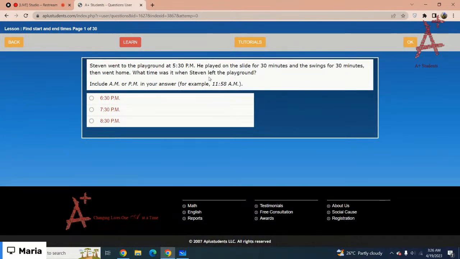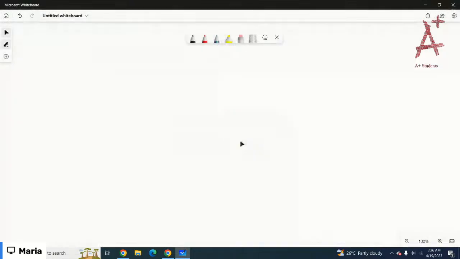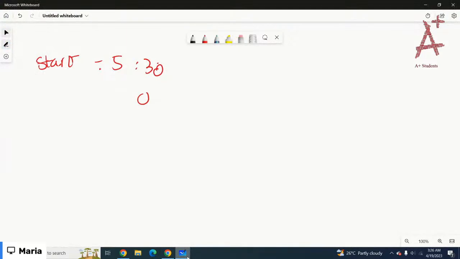Okay, Steven went to the playground at 5:30. Got it? That means he started at 5:30. Let me just write it down on the board. 5:30. So that means he started at 5:30. Okay, then he played on the slide for 30 minutes and on the swing for 30 minutes. Got it? So 5:30 and then 30 minutes plus 30 minutes. So together they make 60 minutes. That means that would be 1 hour. Got it?